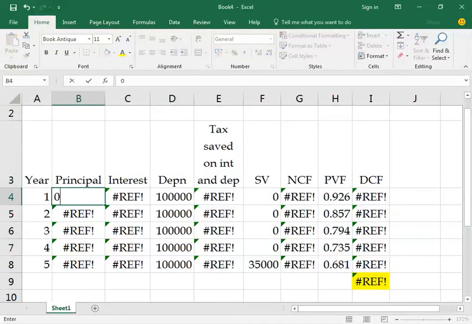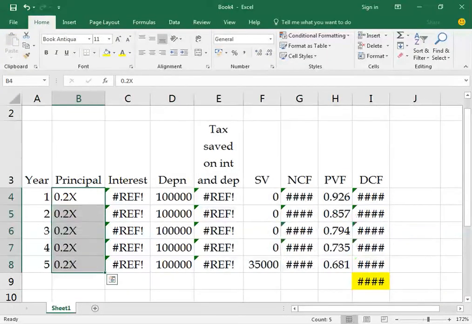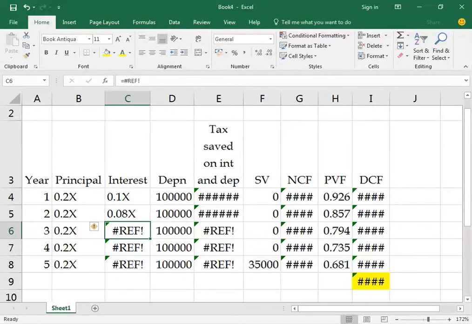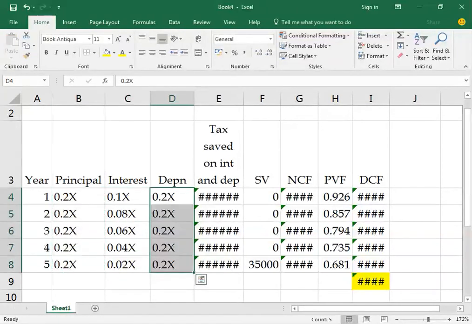See, principal every year is going to be 0.2x. Interest rate is 10%, so 0.1x for the first year. Second year is 0.08x, because 80% is outstanding. Initially x rupees is outstanding, then 0.8x. Then it becomes 0.06x, 0.04x and 0.02x. Depreciation every year is going to be 0.2x.